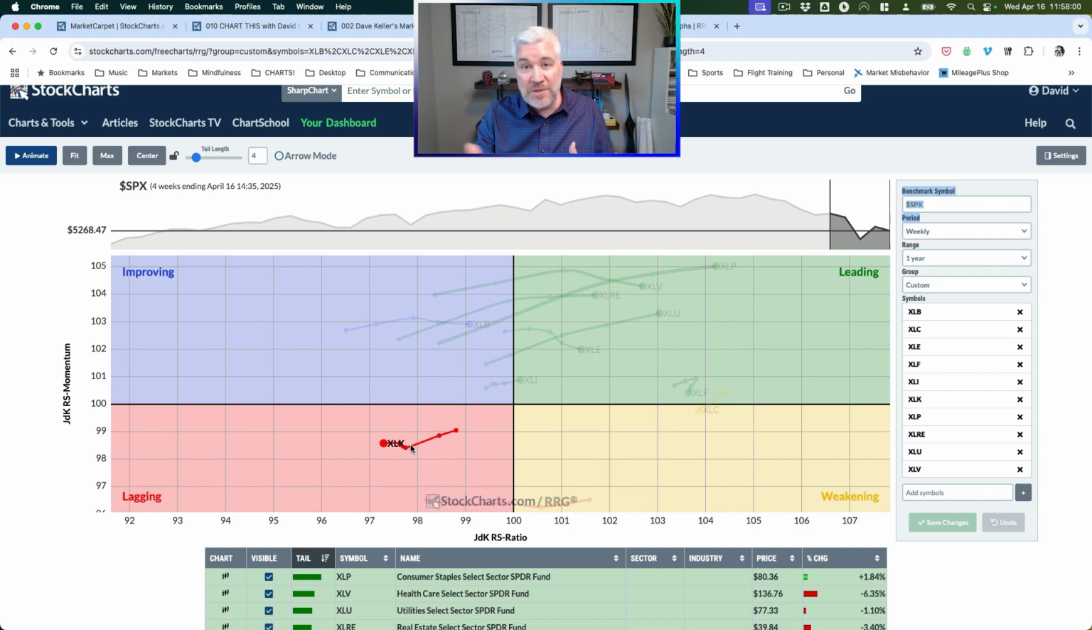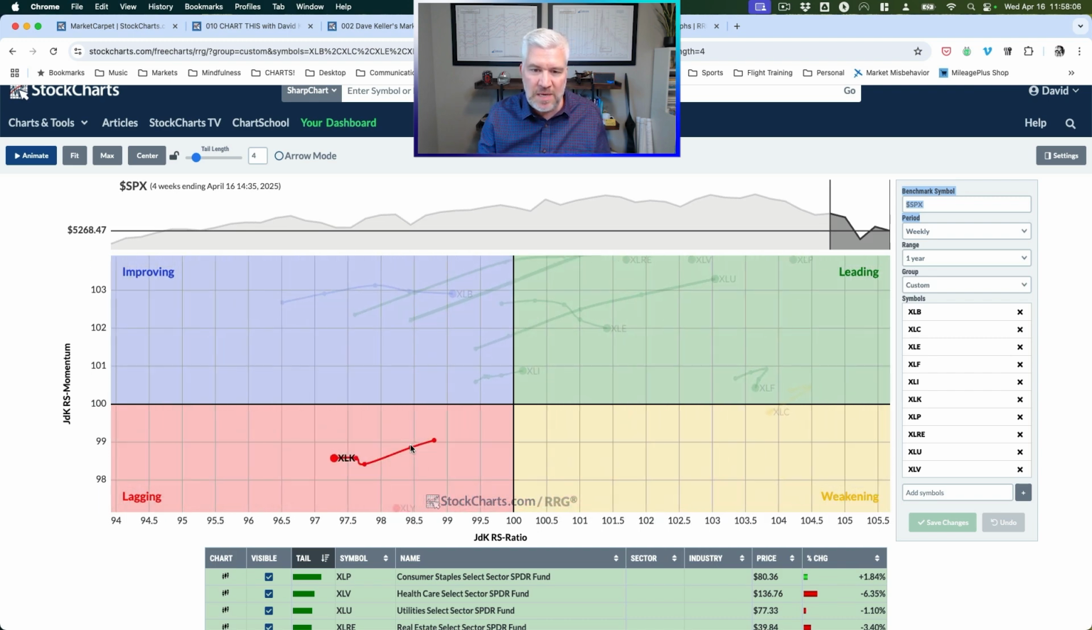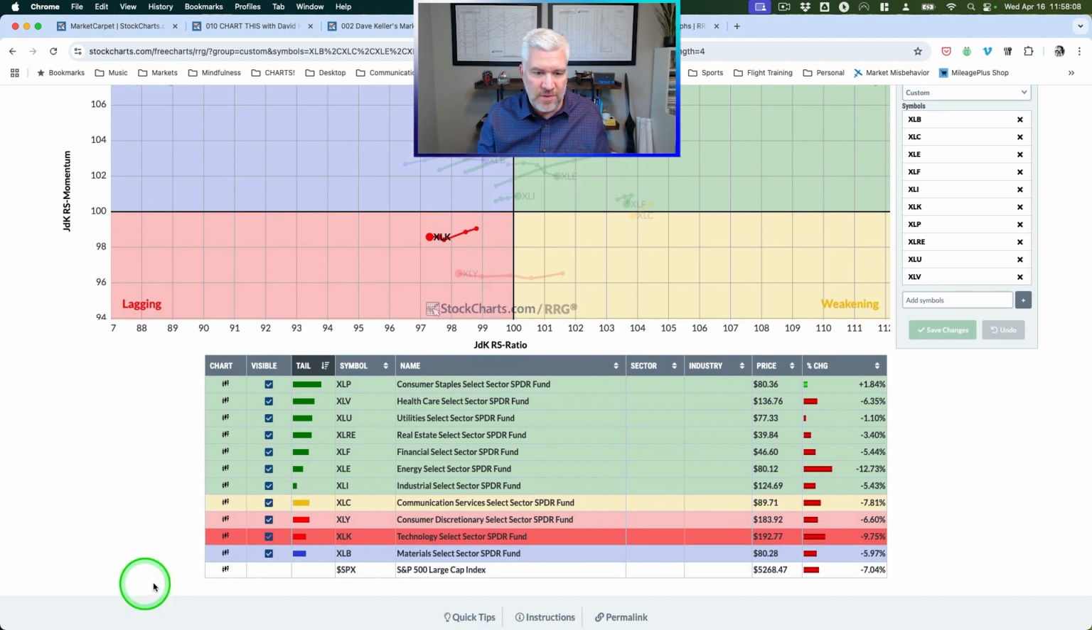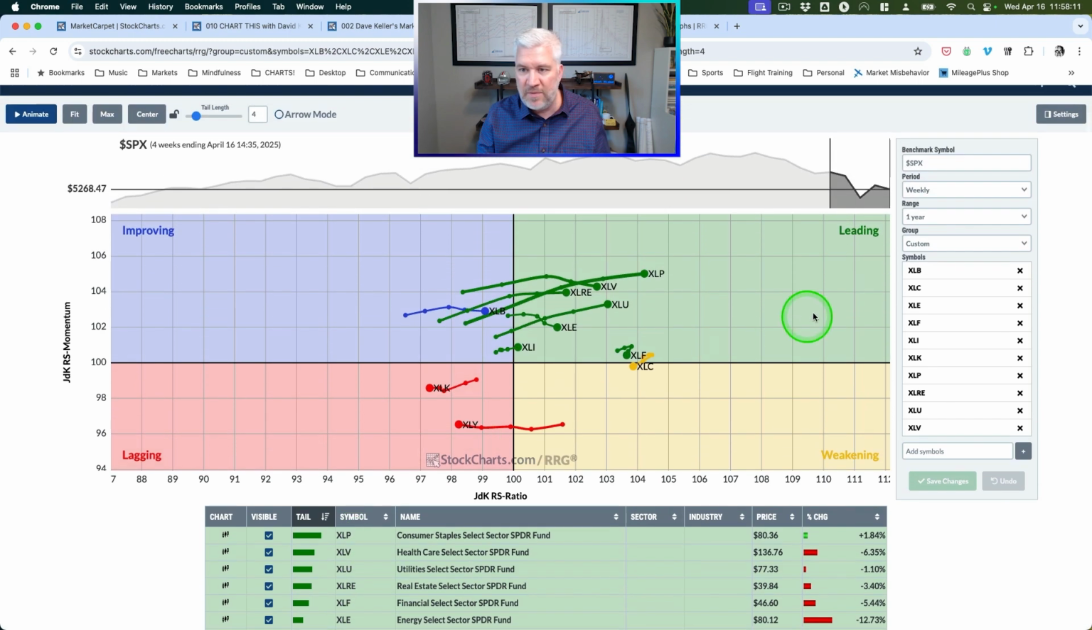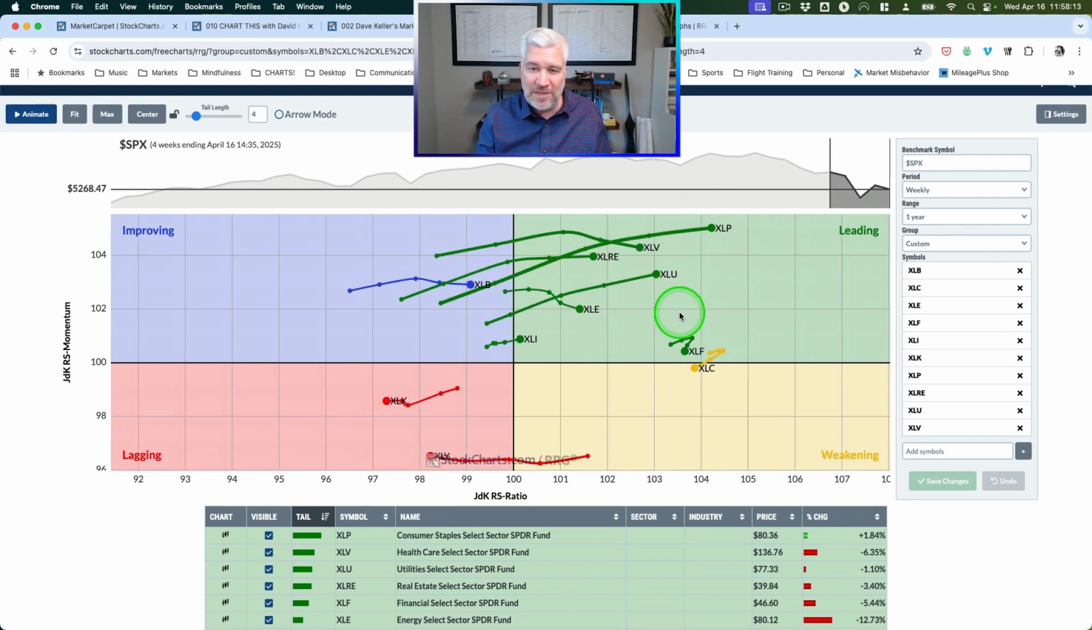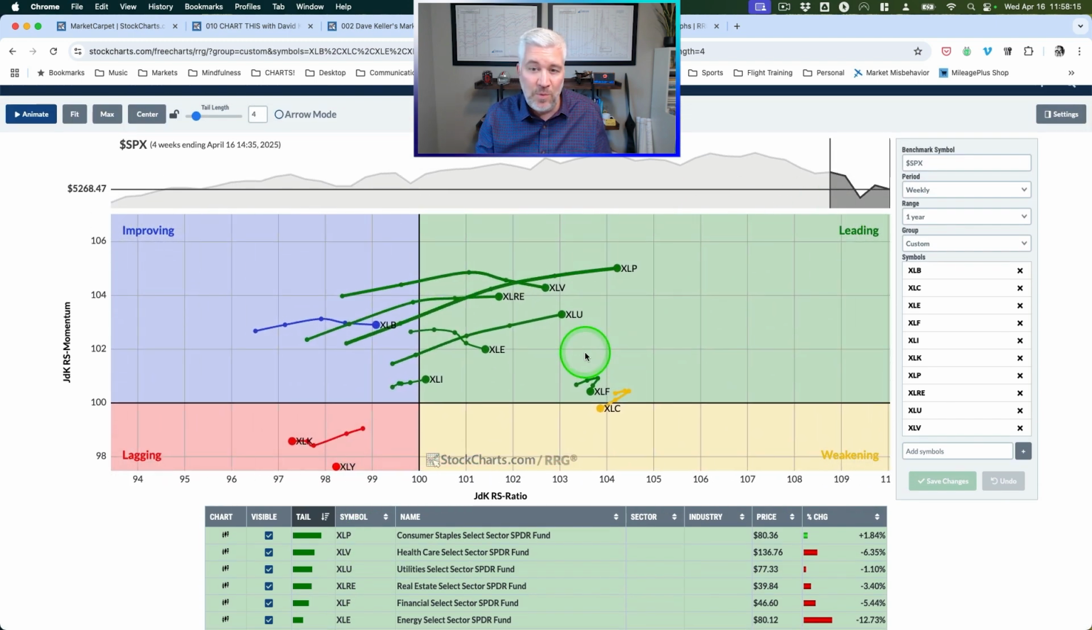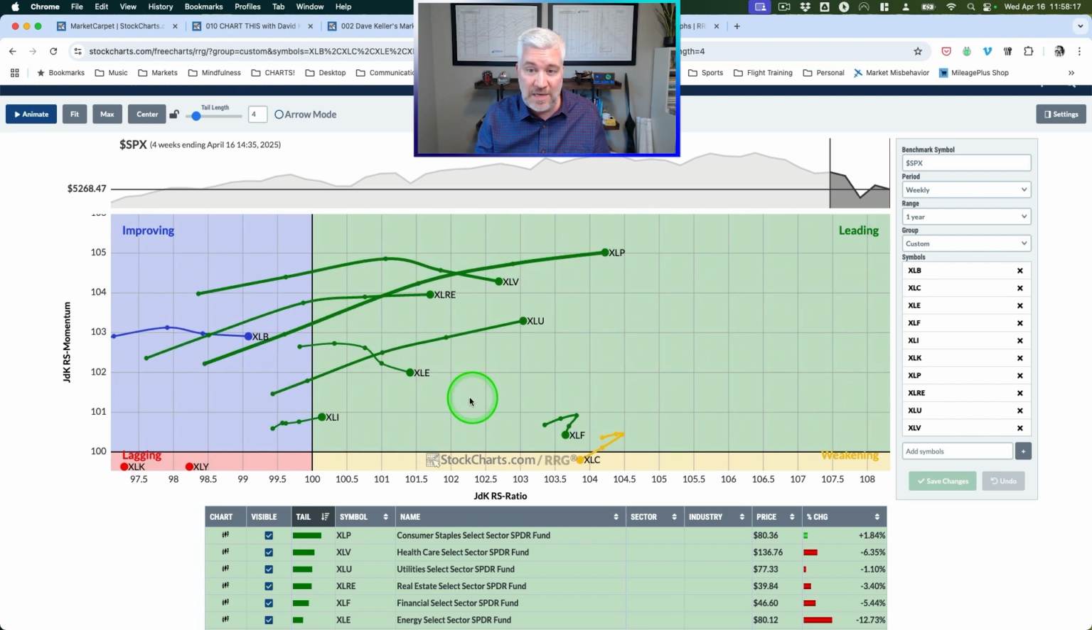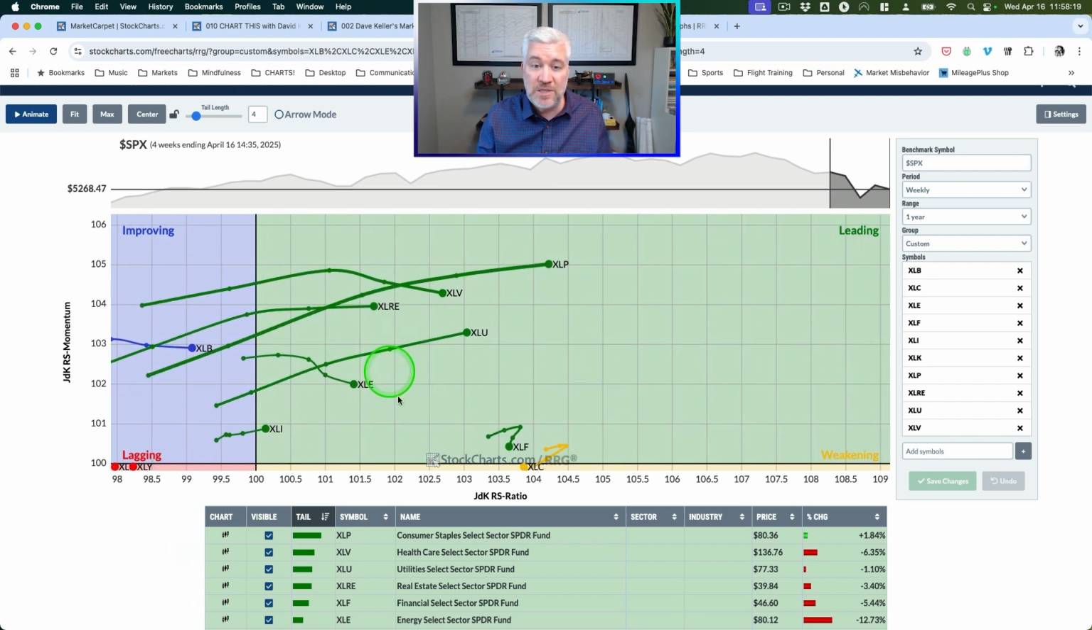So how do we actually use this? I mean, I think in terms of understanding where the rotation is happening is so meaningful. So generally speaking, I like to think about sectors that are in the leading quadrant. These are the kind of things I probably want to own, right? I probably want to have exposure to these sectors if I do own stocks, because these are the ones that are really outperforming. These are the ones that are really getting it done.